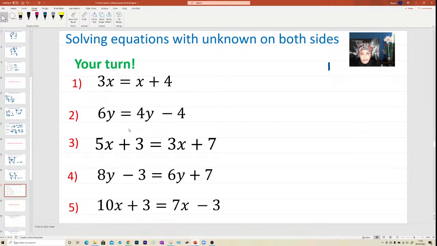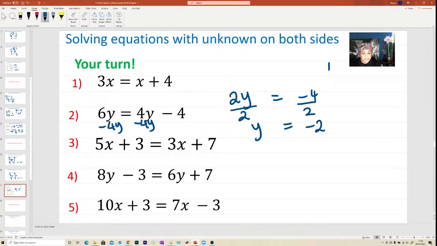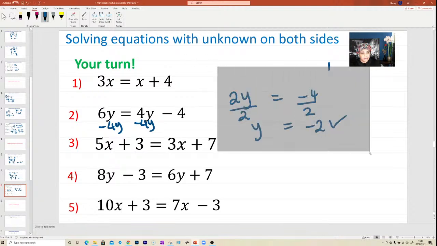So we've got 6y equals 4y minus 4. I'm going to speed this up a little bit. So 4y is the smaller one and it's positive. So we're going to take away 4y on both sides. 6 take away 4 is 2y. And this is going to give you 4y take away 4y, 0, negative 4. Okay, so 2 divided by 2 to get 1y, divide by 2 here. So therefore y is equal to negative 2. And that's for number 2, guys. Okay, so I'll get rid of that.